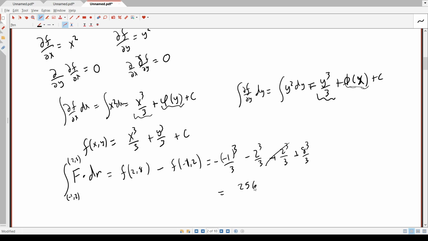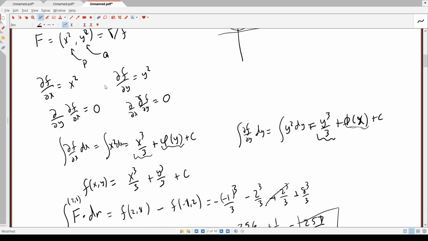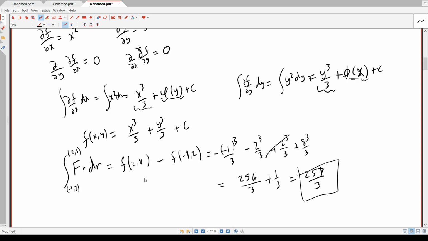I believe that's right. 256 over 3, minus 1/3, so that's plus 1 over 3. 257 over 3, and that's not divisible by 3. And that's my answer. So evaluating this curve, I didn't have to parameterize this line at all. I just found that since this was the gradient of something else, I can use the fundamental theorem of line integrals, and it becomes very easy.